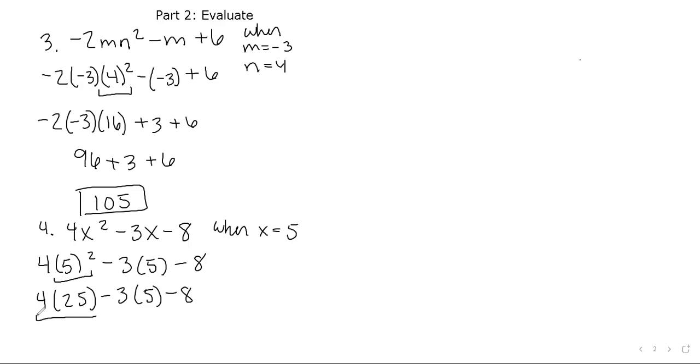Now we need to do the multiplication part here and here. 4 times 25 is 100. -3 times 5 is -15, or minus 15. And then we bring down the minus 8. Now, if we put this in our calculator, 100 minus 15 minus 8, we should get positive 77, okay? And now, drum roll, please, for number 5. I told y'all we were going to spice it up.